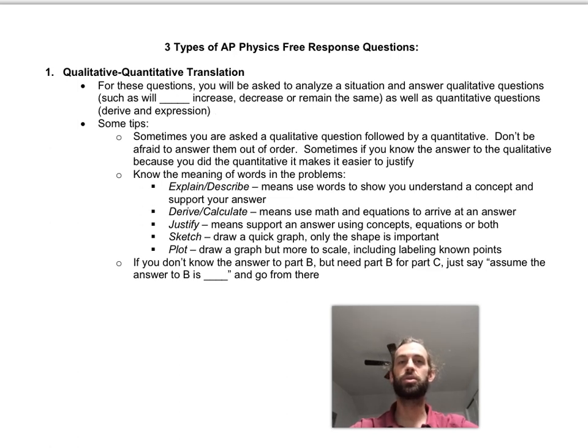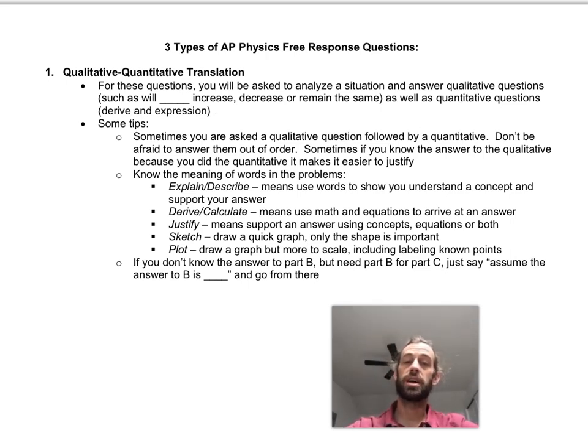These are the questions where, as the title says, you have both qualitative questions you're being asked as well as quantitative. And we'll talk about what that translation piece means in a second, because that does tend to link the two. Typically for these questions, you'll be given some situation and you'll ask qualitative questions like, if this happens, will this increase, decrease, or remain the same? And then you'll also have some derivations.